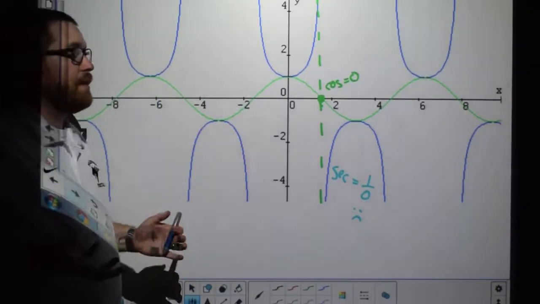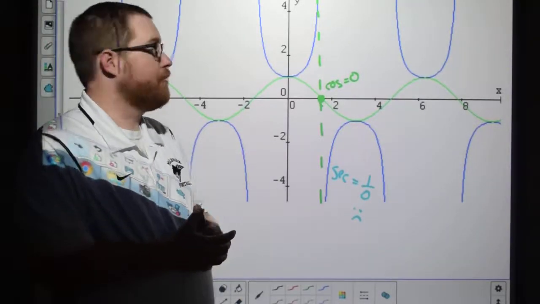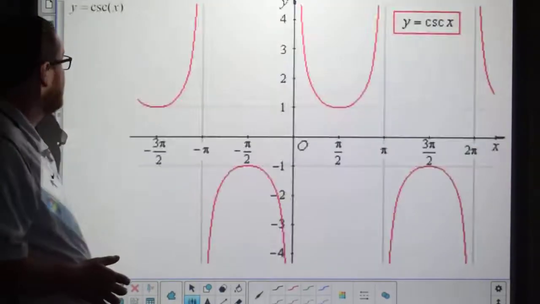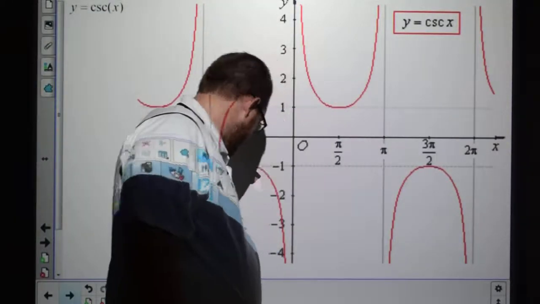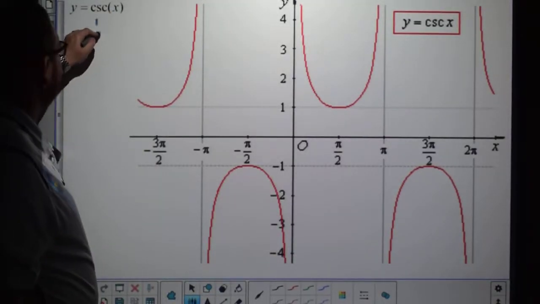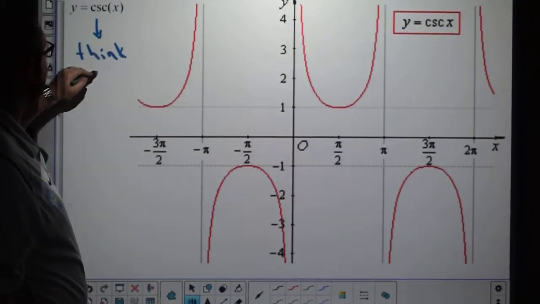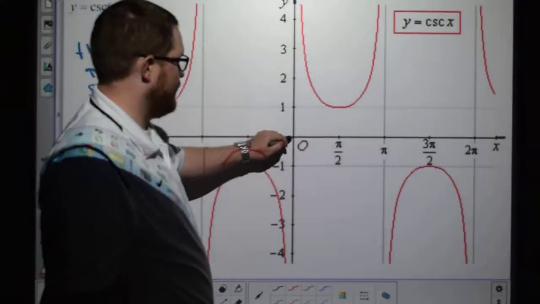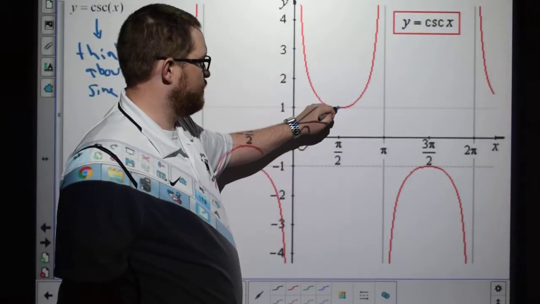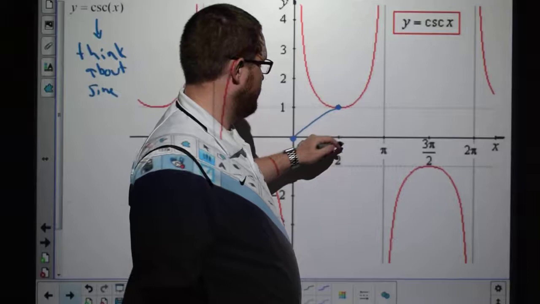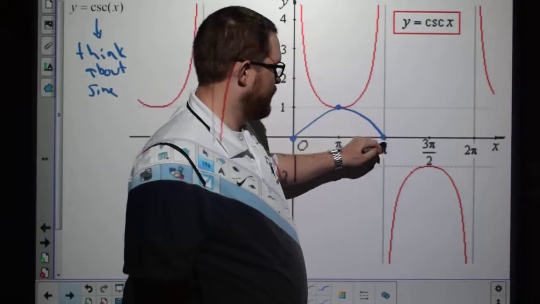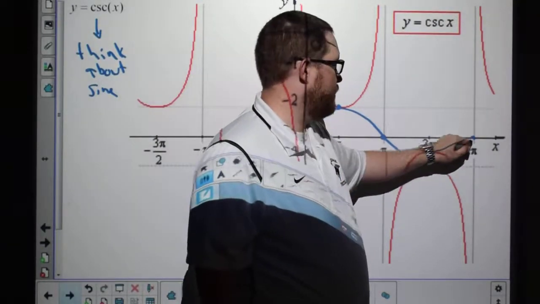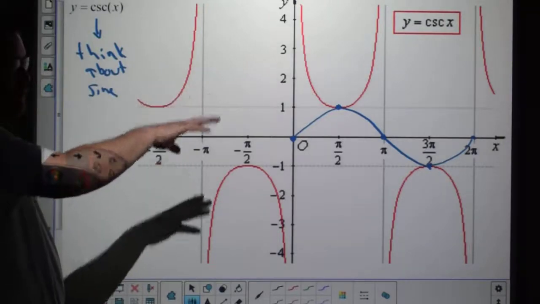So I always think about what the cosine graph looks like, and then from the cosine graph, I can draw in the secant graph. And that's going to be very similar to the cosecant graph. Again, for the cosecant graph, I'm not going to think about cosecant, I'm going to think about the sine graph. Well, the sine graph starts at 0, 0, and then it goes up to pi over 2, 1, and then back down to pi, and then down to negative 1 at 3 pi over 2, and then back up here to 2 pi. And it does the same thing on the left side. I'm only drawing one period.